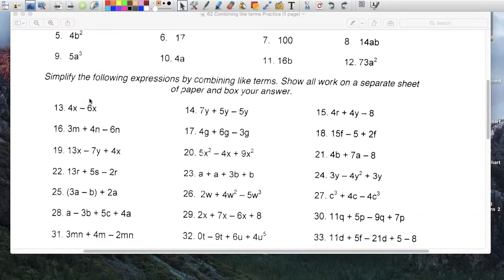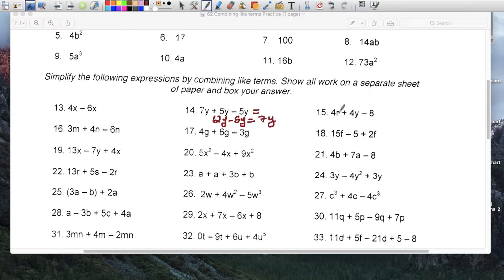And we're going to 14. So 14, 7y plus 5y minus 5y. So it's order of operations, and I can add all these because they're all y's. So 7y plus 5y is 12y. Minus 5y, that gives me 7y.